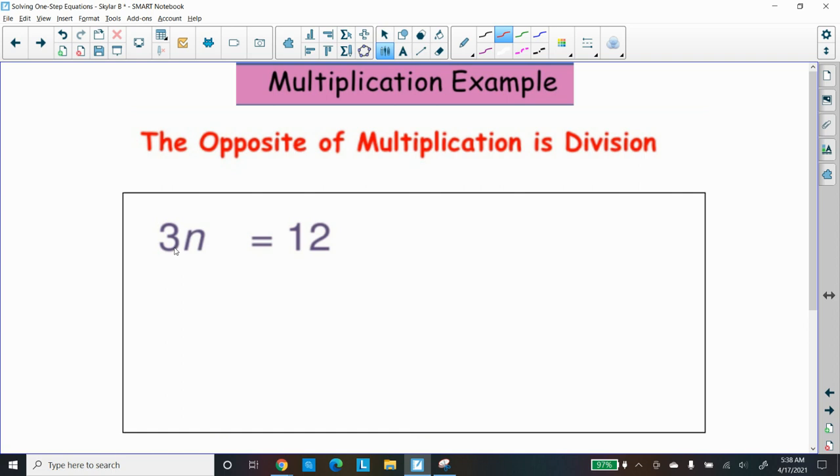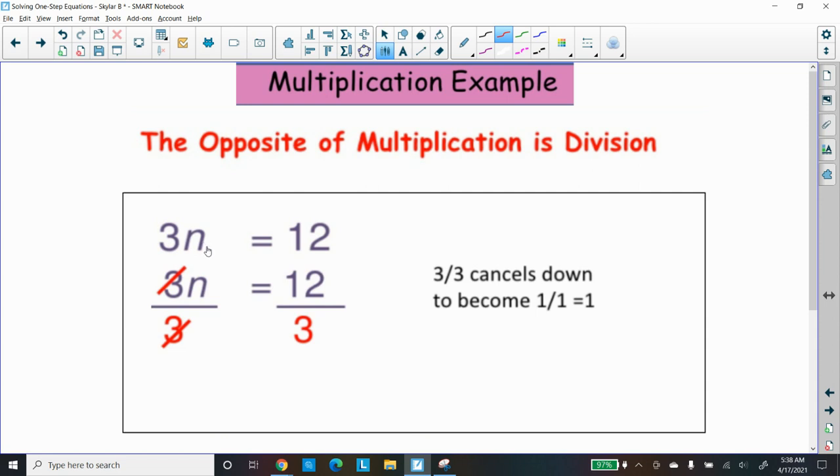So 3n, it means 3 times n. So I'm going to multiply 3 times n to give me 12. But remember, I have to do the opposite operation, which is division. So instead of multiplying by 3, I'm going to divide both sides by 3.